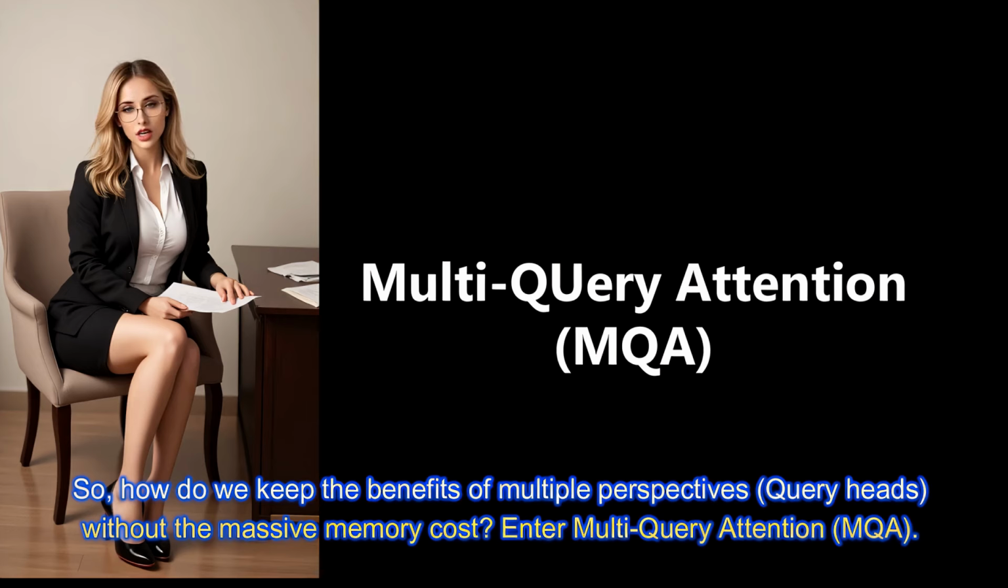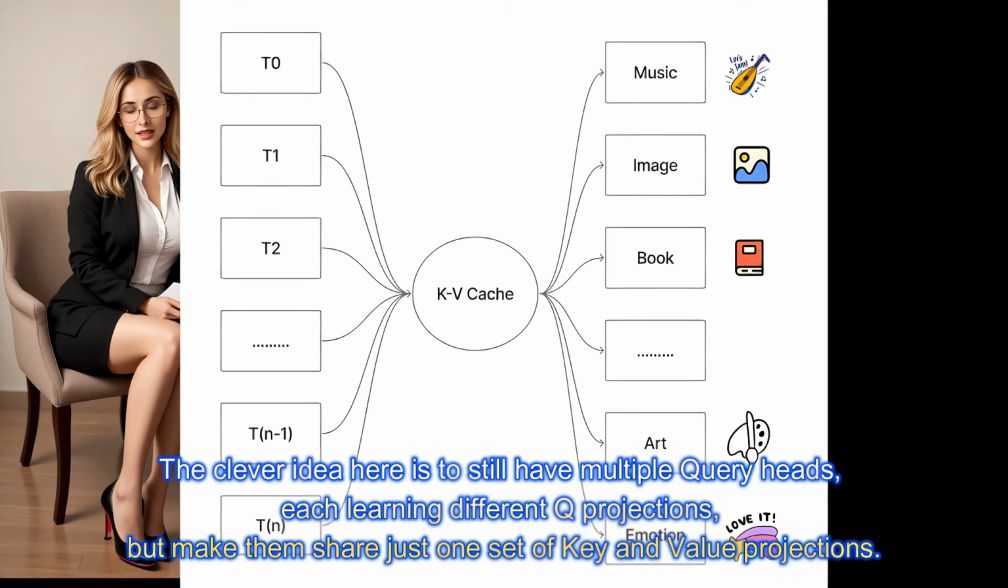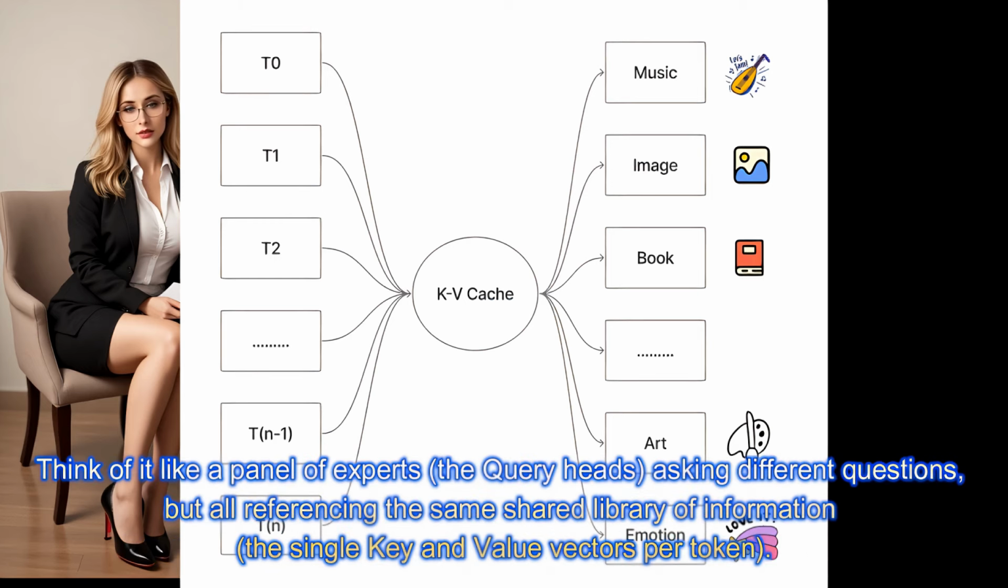Enter multi-query attention, MQA. The clever idea here is to still have multiple query heads, each learning different query projections, but make them share just one set of key and value projections. Think of it like a panel of experts, the query heads asking different questions, but all referencing the same shared library of information, the single key and value vectors per token.